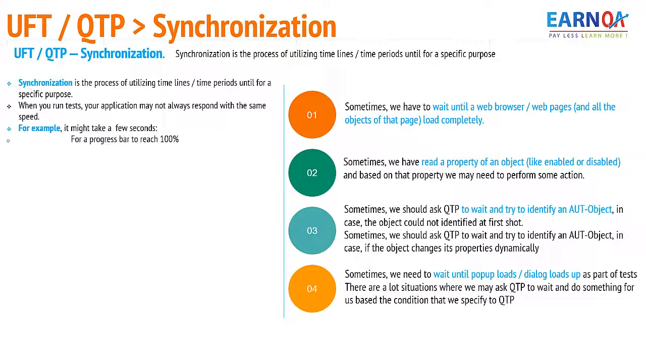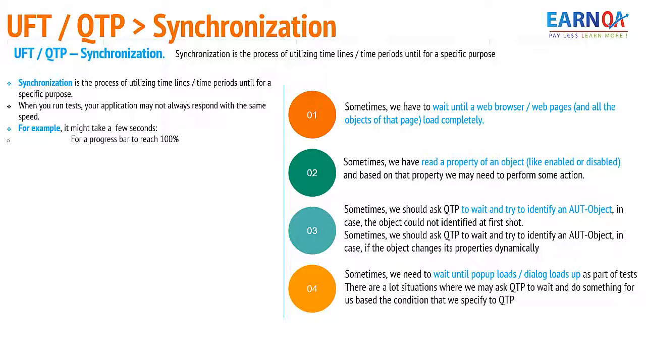A few examples: waiting for a progress bar to reach 100% when you click submit, or when you want to book a flight or a car or a hotel. There is a certain time it takes, a progress bar which takes time to reach 100% so that the action is performed, and we need to wait until that progress bar reaches 100%. How does QTP know that it is progressing and reading 100%? That we need to learn now.